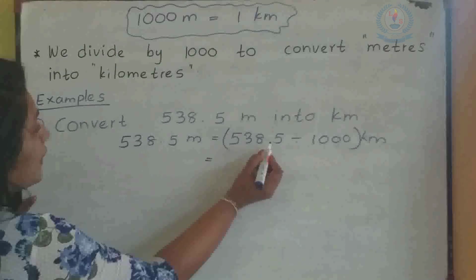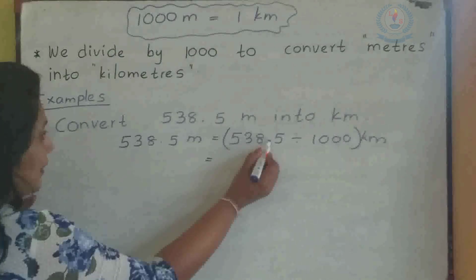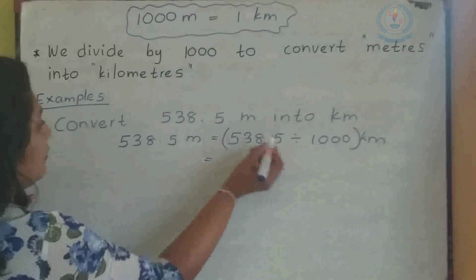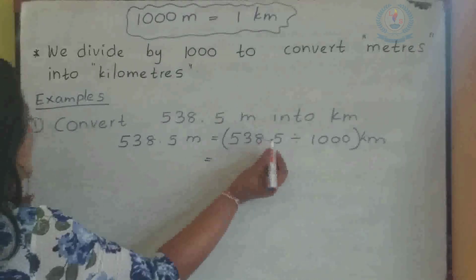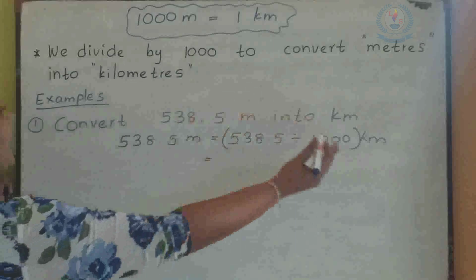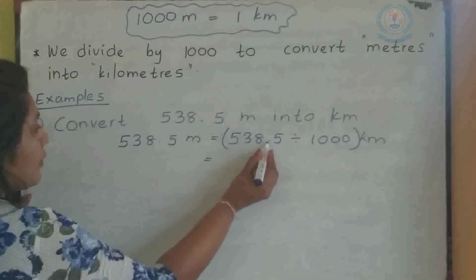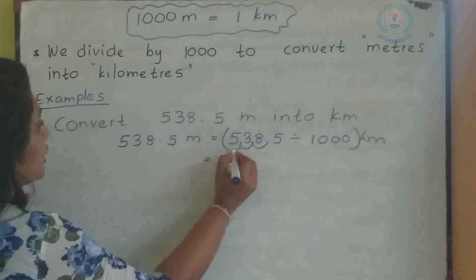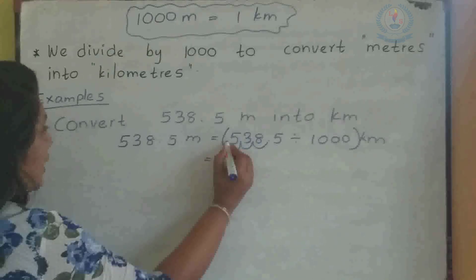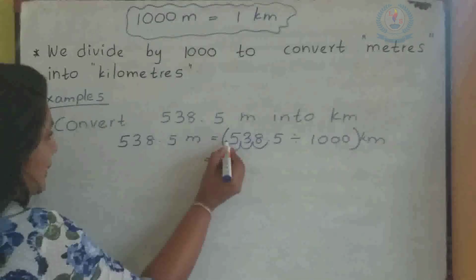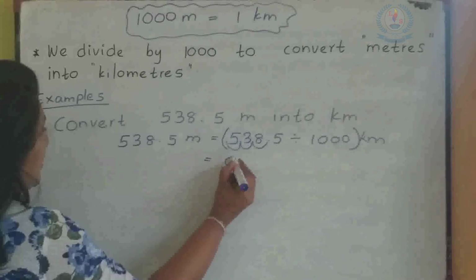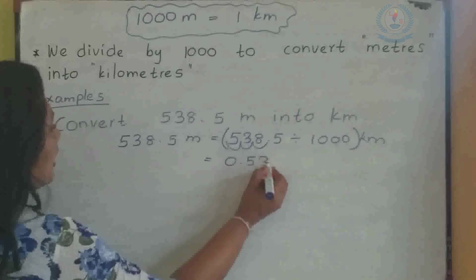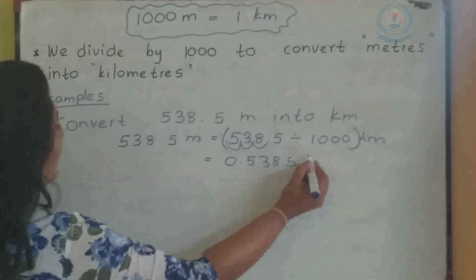Okay, now the decimal place is in here. Since we have to divide this value by 1000, we need to take this decimal place to the left-hand side by 3 digits. When we are taking this one, 1, 2, 3. Then the decimal place comes to here. Now the decimal place is in here. That means the final answer is 0.5385 kilometers.